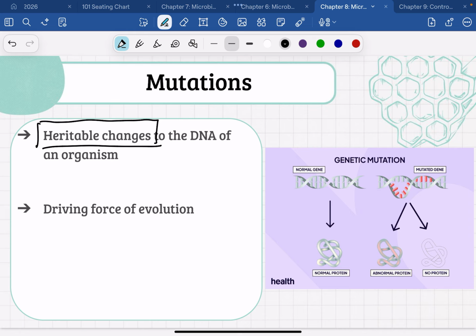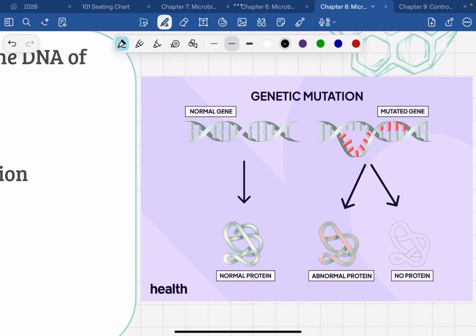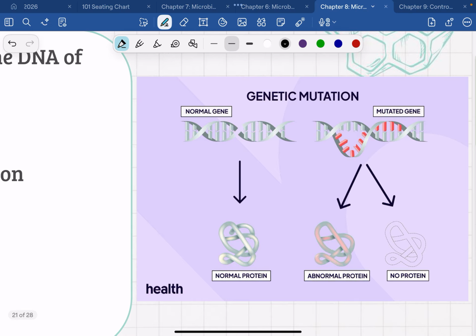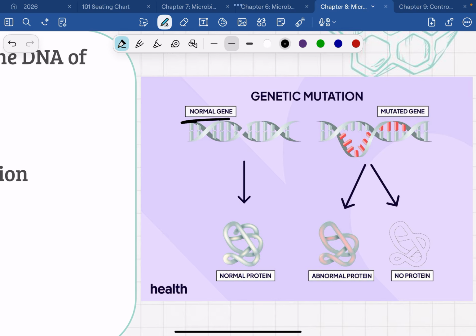So we are gonna talk about the different types of mutations, the categories of mutations, and how those mutations happen. Now, most of the time, like we kind of talked about briefly, when a mutation changes the DNA, so when you have a perfectly normal gene, normal DNA, that will give rise to a normal protein. But when you have a mutated gene, a gene that is changed or altered in some way, that can result in an abnormal protein or no protein at all.